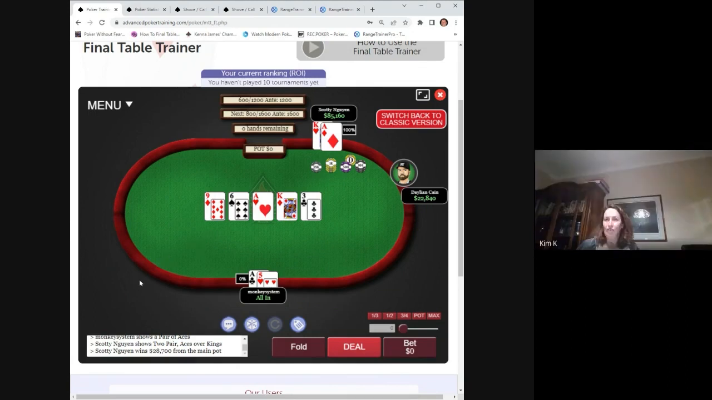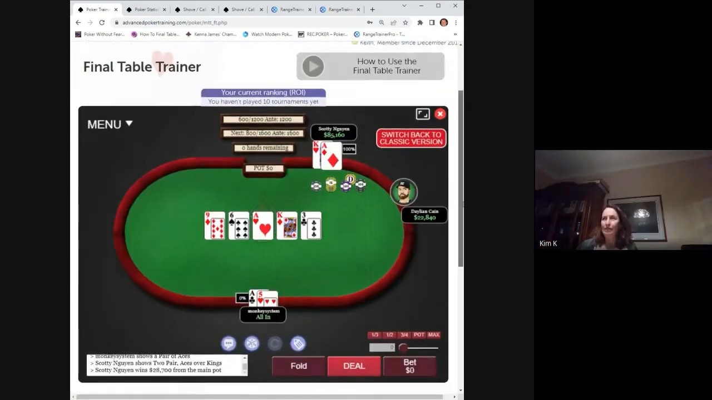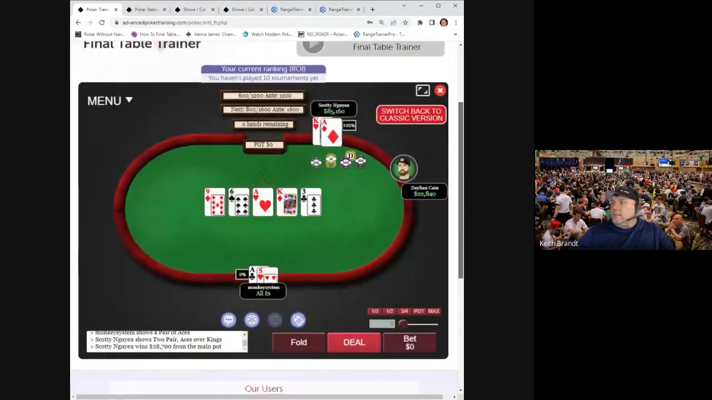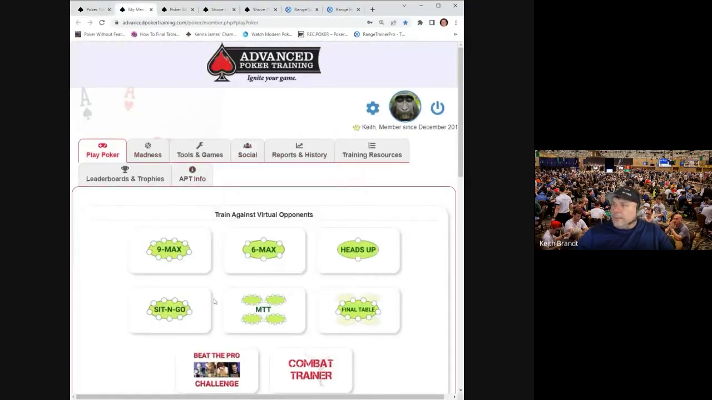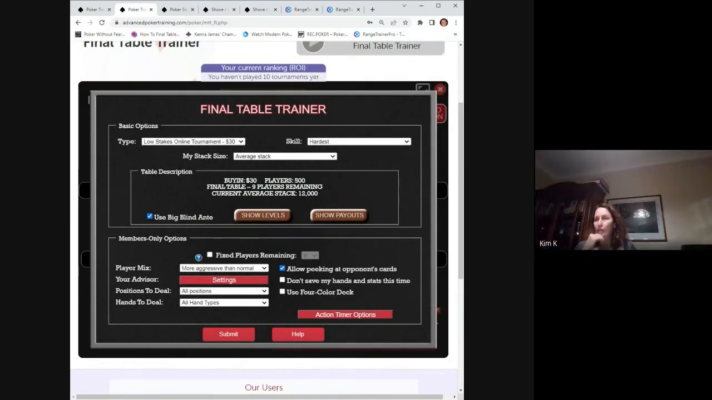Range trainer. What's that called? Advanced poker training. This is advanced poker training. Yeah, this is a final table simulator. Nice. Yeah, we selected the format. You weren't here when we selected the format, were you, Kim? No. So we got the final table simulator here, and the first thing it asks you to do is to set up your format. And we went with an average stack. Right. Good. Then we actually did really well to be third.